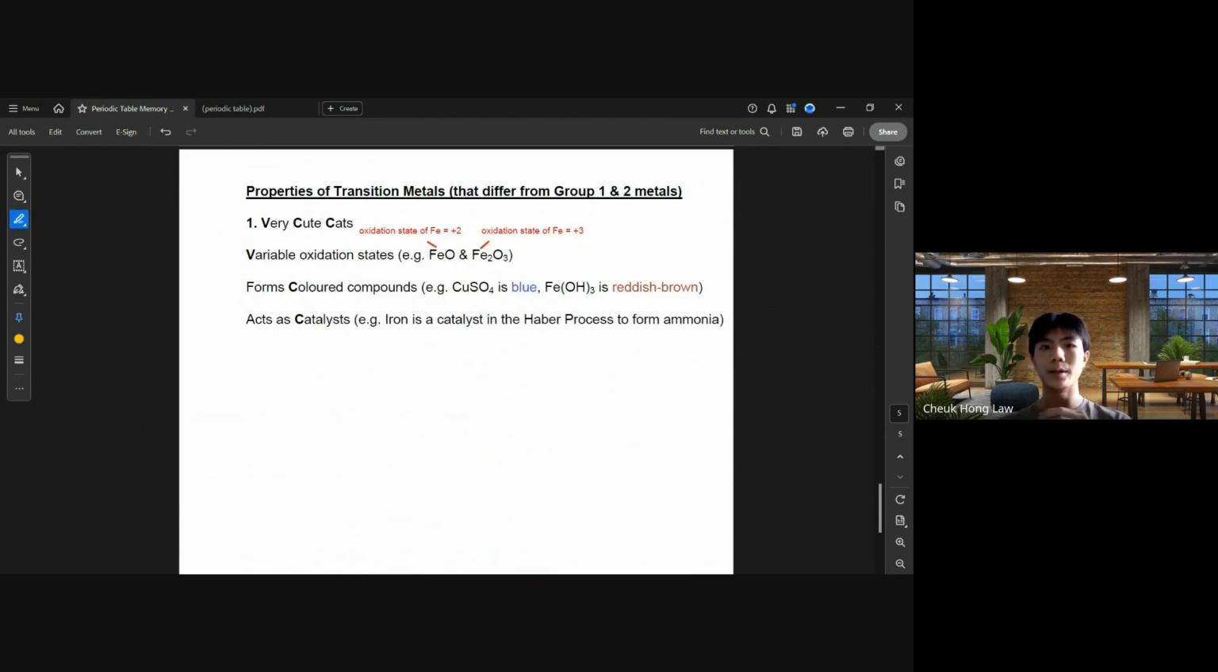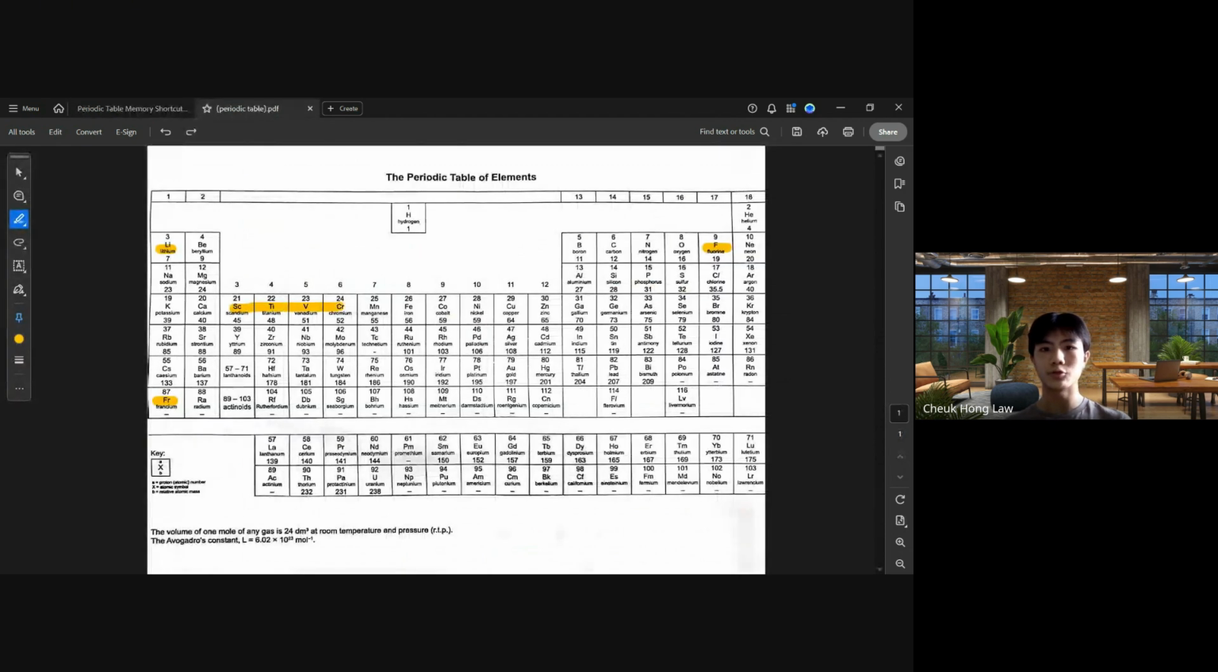Another important part will be the properties of transition metals that differ from group 1 and 2 metals. So obviously in the name itself, transition metals, we already know they are metals. So they will have properties of other metals. Okay, like for example, good conductor of electricity, malleable and ductile. But you want to know the properties of transition metals that can differentiate themselves from other metals. Okay, so firstly, your transition metals are from group 3 to 12. Okay, they are between group 2 and 13 over here. These are your transition metals.